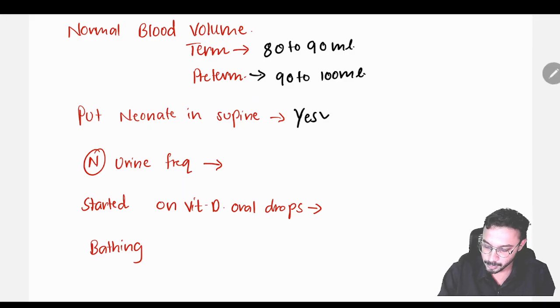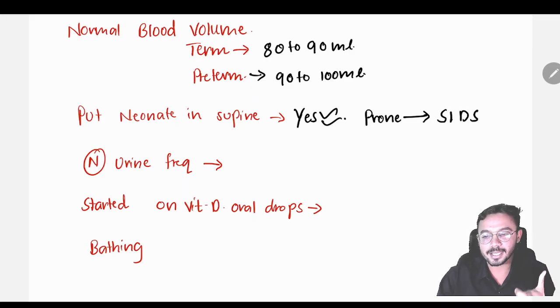Yes, this is absolutely true. Don't put the newborns in prone position. Why? This leads to SIDS. What do you mean by this? SIDS is sudden infant death syndrome. Please always put the babies in supine position, not in prone position.